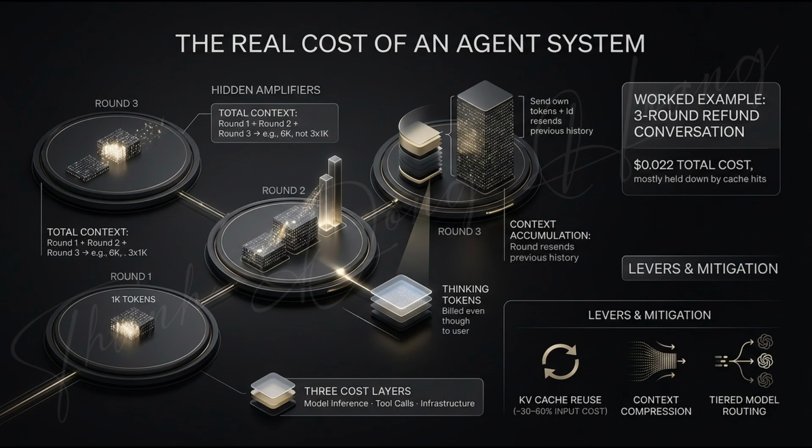There are two amplifiers people often forget to budget for. One is thinking tokens, generated internally, never shown to the user, but still billed. The other is tool output. A single web search result might be a few thousand tokens, and once it's in the conversation, it gets rebilled as input on every single round afterward.